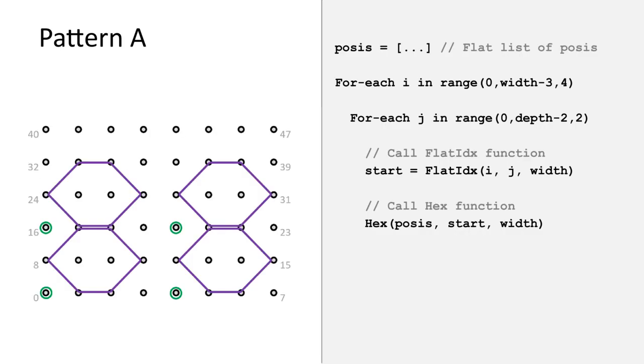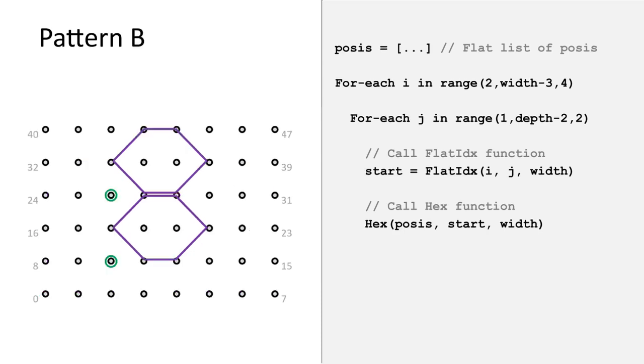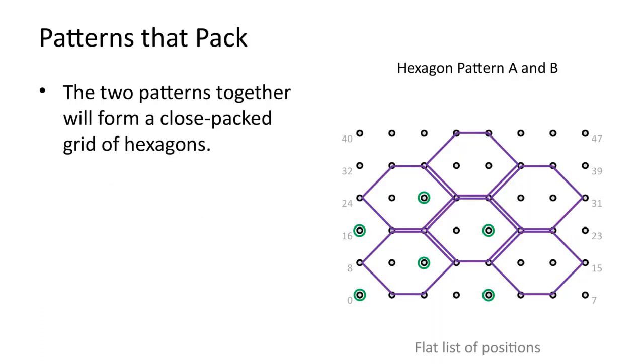Here is the code for generating the A pattern. The code consists of the same nested for each loop as for the quads. The arguments to the range functions are different. And in this case, we call the hex function instead of the quad function. And here is the code for generating the B pattern. Compared to the A pattern, the only difference is in the first argument to each range function. When we combine these patterns, we get the expected close-packed hexagon pattern.